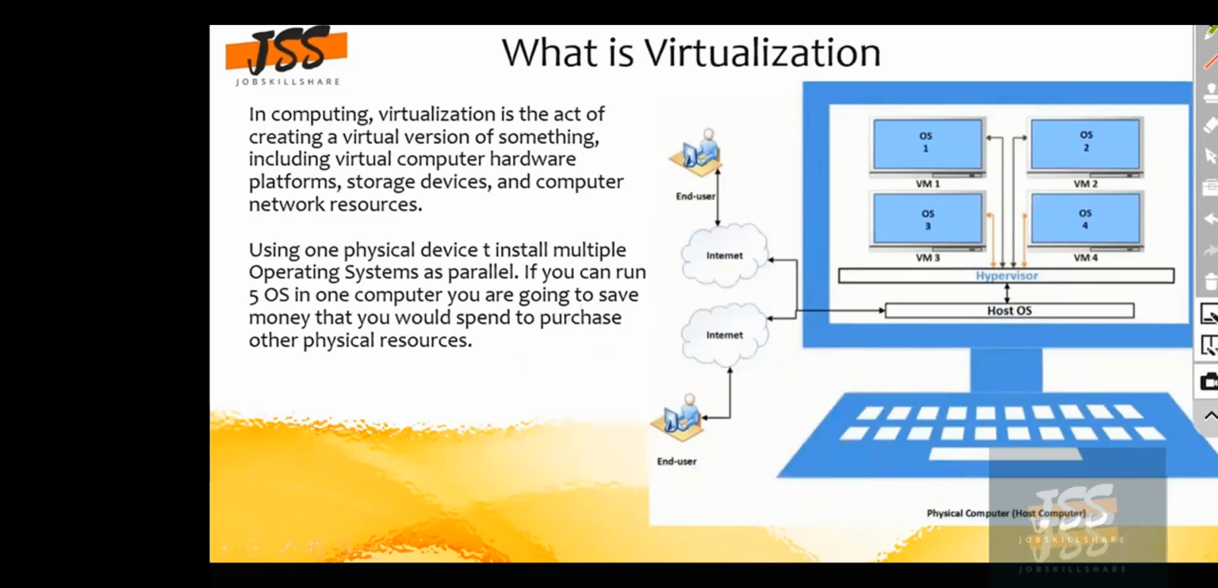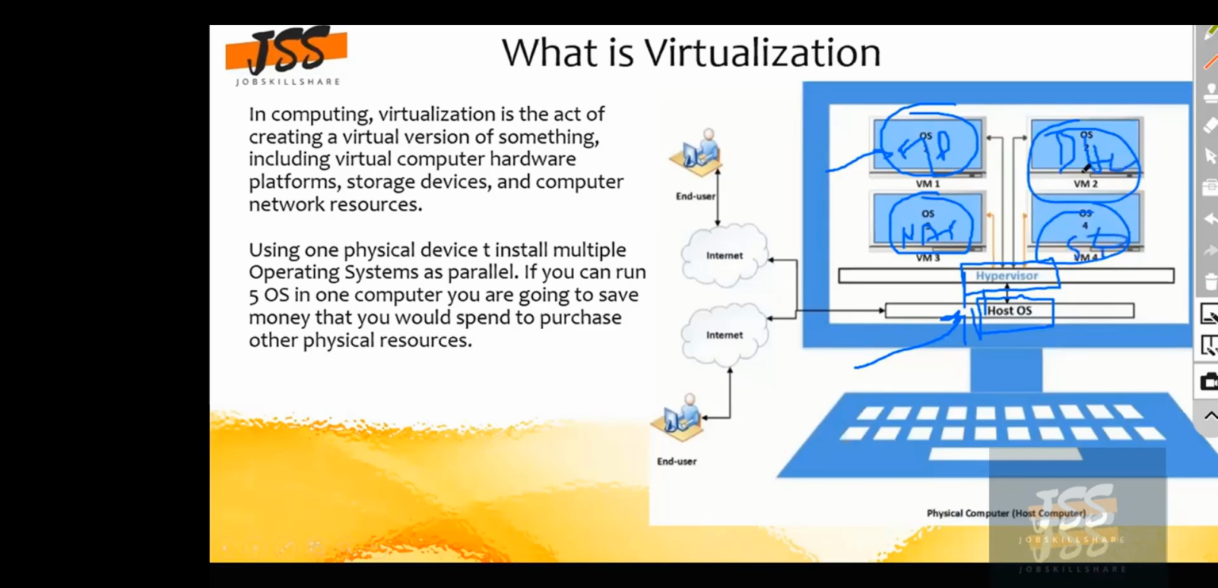So from the diagram, as you can see, this is how it looks. We have one host operating system. Of course, we need one host operating system that will run the hypervisor. On top of that, we will have operating system 1, 2, 3, 4, which will be running multiple services like FTP service, NAT services, DHCP services, SQL and so on.